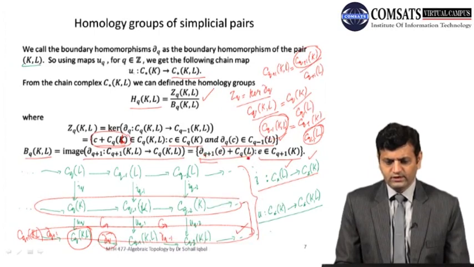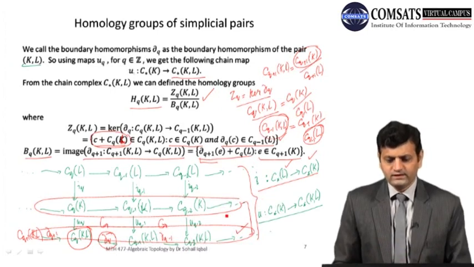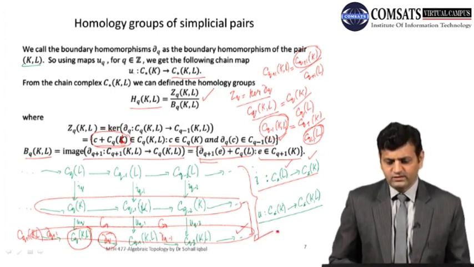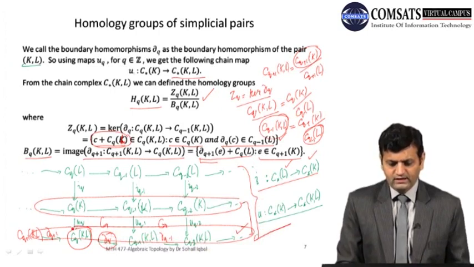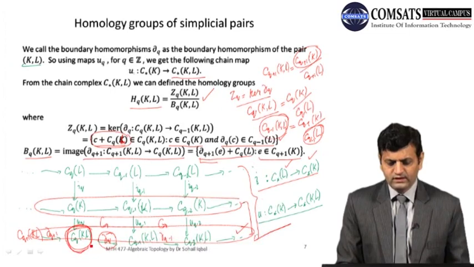So what we have done is, considering this chain complex, we can define at any C_q(K,L) the image and kernel, and the image and kernel are a little different because we are dealing with quotient groups over here, or quotient modules, because these are abelian groups.